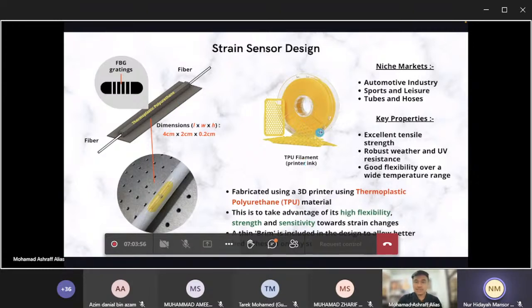Okay. So the material that I've used is thermoplastic polyurethane. Its niche markets are the automotive industry, in which it has been used in tires, sports and leisure, in your shoes, and tubes and hoses. And these are some of its key properties. It has good flexibility over a wide temperature range, robust weather and UV resistance, and excellent tensile strength.